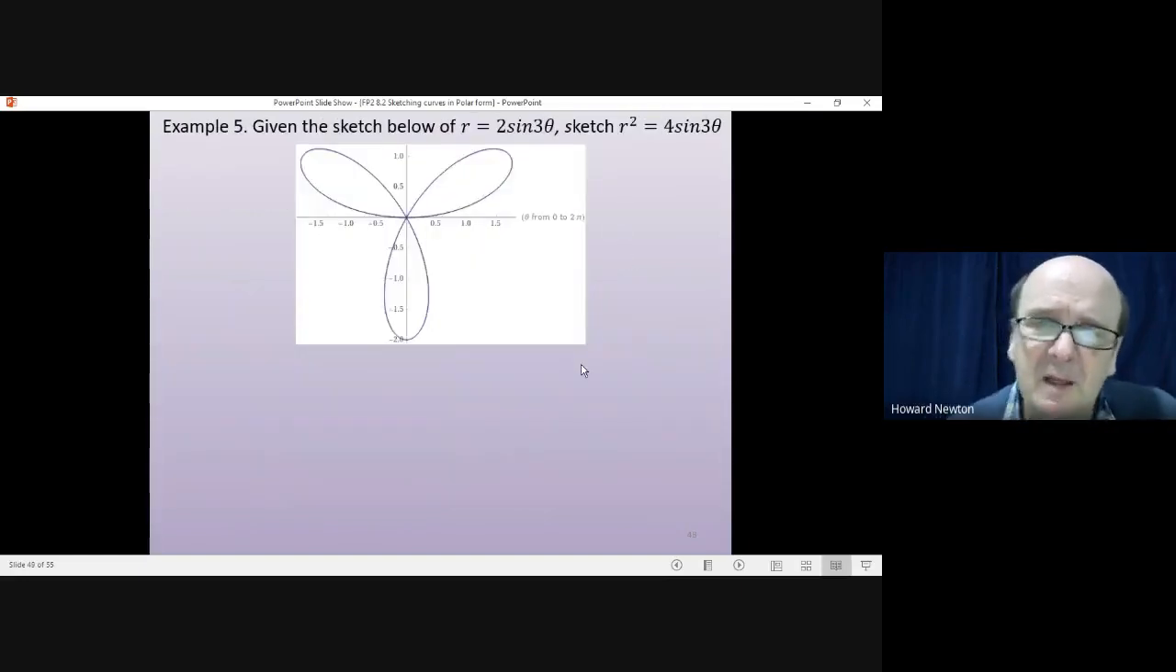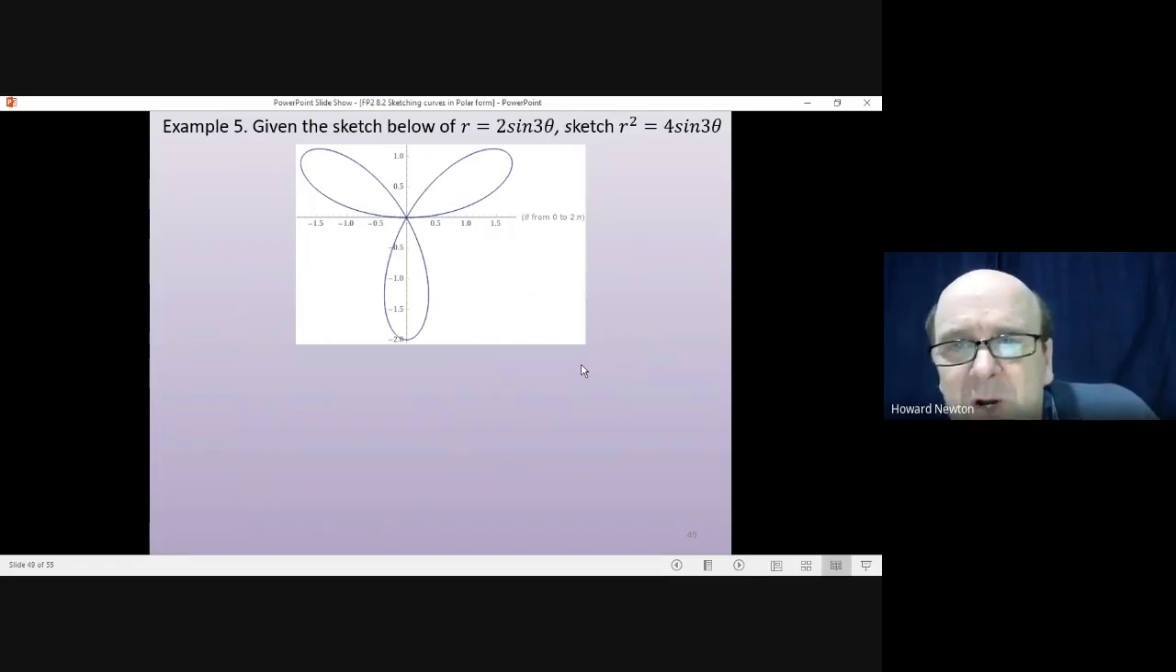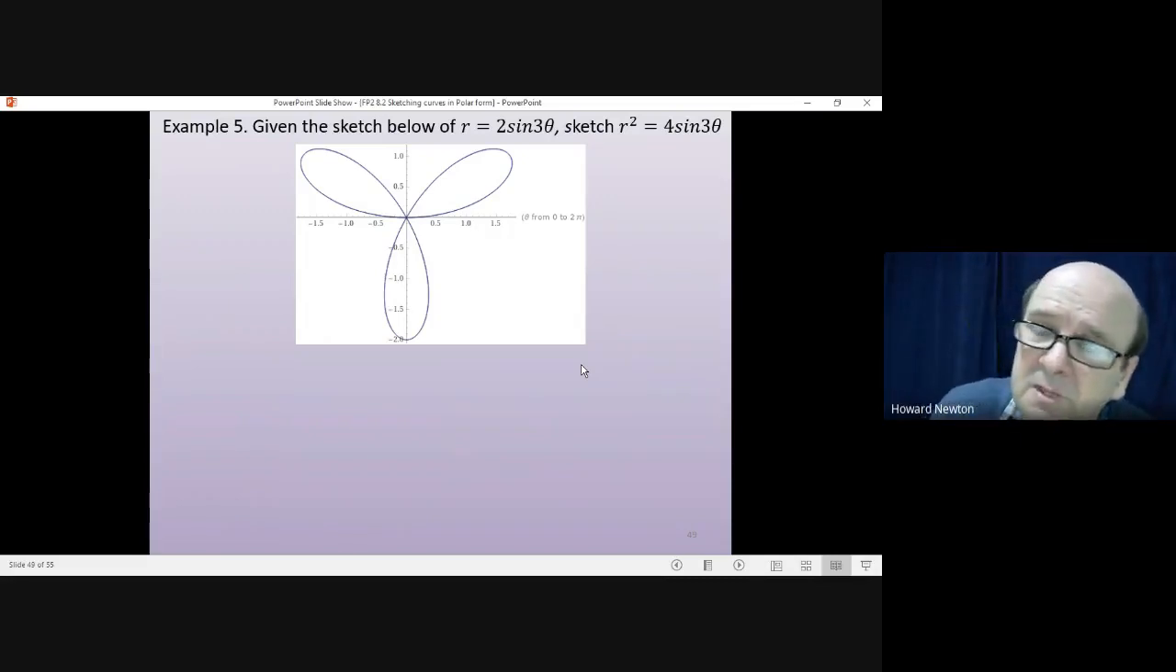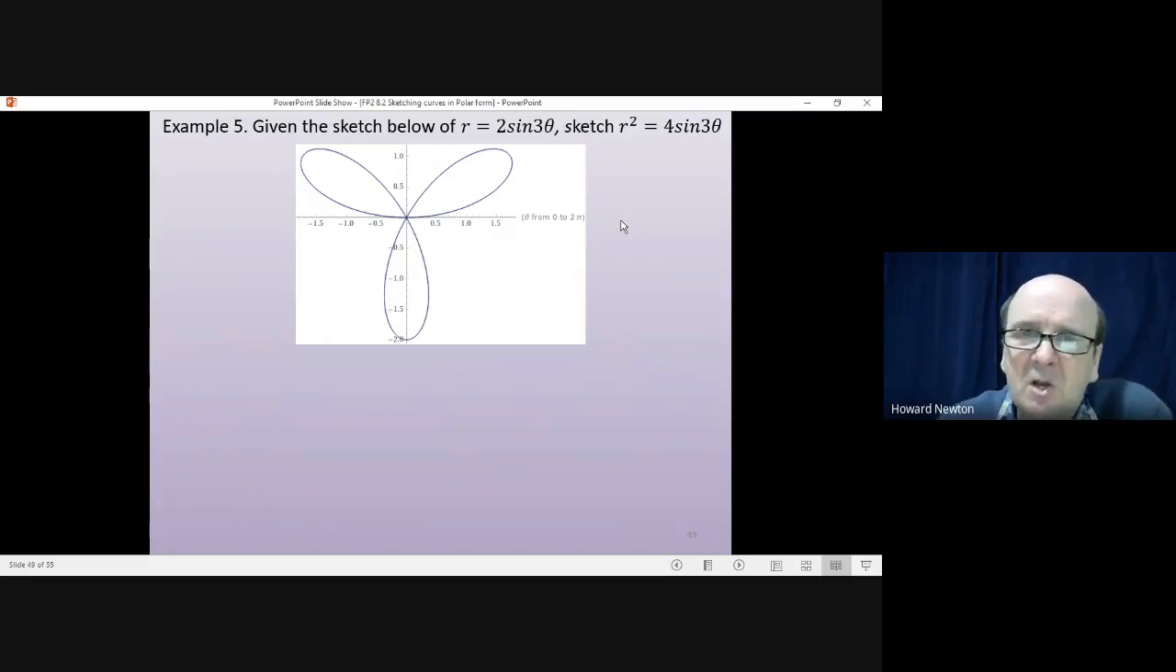Okay, example 5. That's the curve that we just drew, r equals 2 sine 3 theta. And the question's saying, well, if that's what 2 sine 3 theta looks like, what will r squared equals 4 sine 3 theta look like? So we'll square root both sides, and then we'll end up with a very similar curve. But the question is, what's the difference? It will be extremely similar, but in what way will it be different? I'll let you have a go at guessing that or working it out yourself. So pause the video and then come back to me when you're ready.